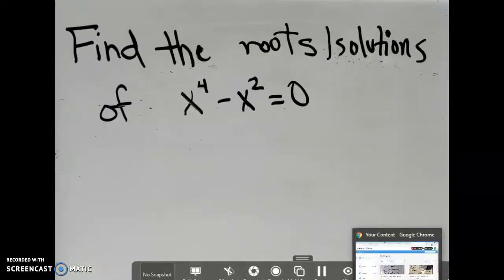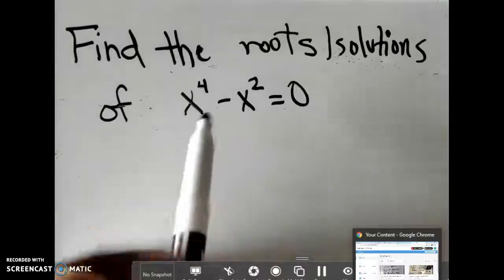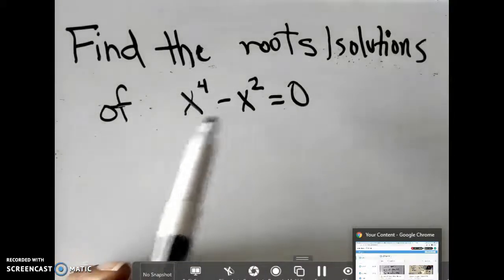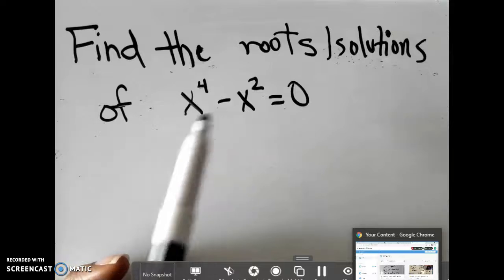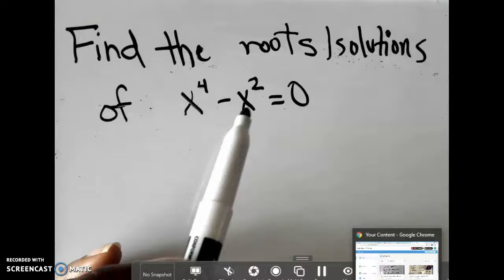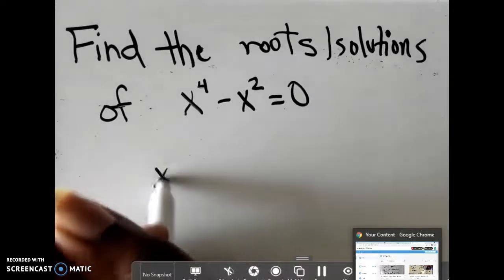We have example 2 here. So we're going to find the roots of solutions of x to the 4th minus x squared equals 0. Here, notice that we now have two different terms, and both of these terms have a common factor, which is x and x squared. So we're going to factor out the GCF here. So that's how we're going to start.